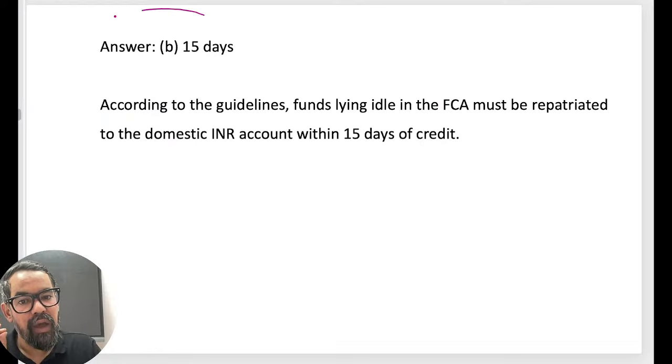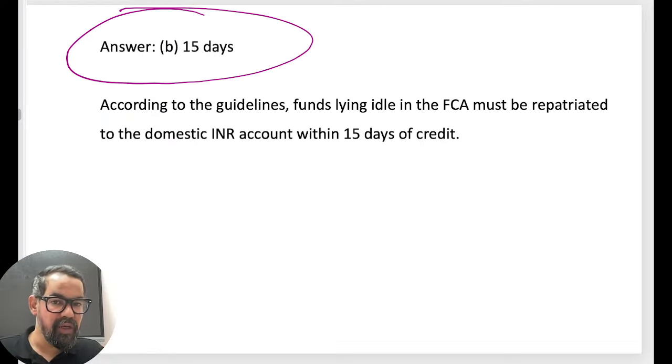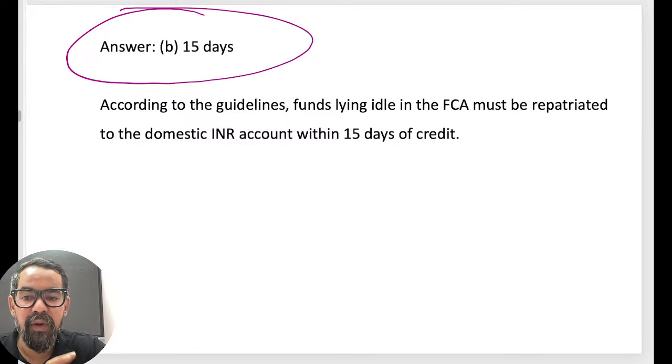After that, either you have to make the investment or you have to repatriate that money into INR. ठीक है. तो 15 दिन में आपको या तो इन्वेस्टमेंट कर लेना है या फिर उस पैसे को INR में दोबारा से कन्वर्ट कर लेना है. ठीक है. ऑलराइट गाइस. नेक्स्ट वन.